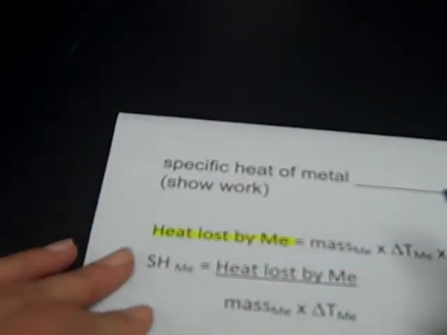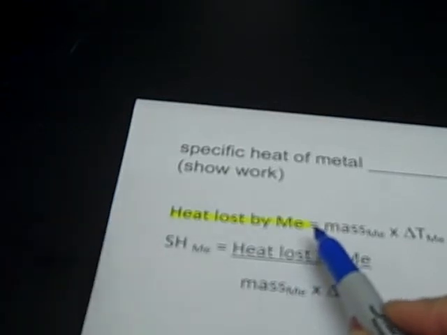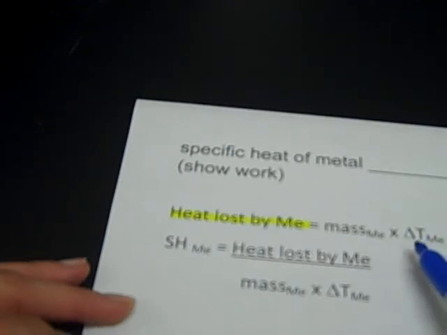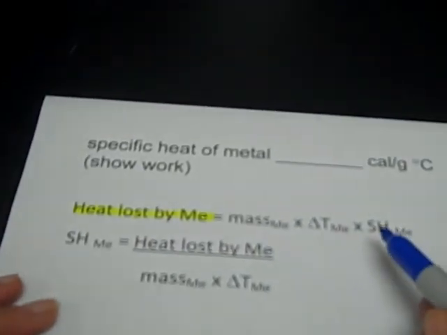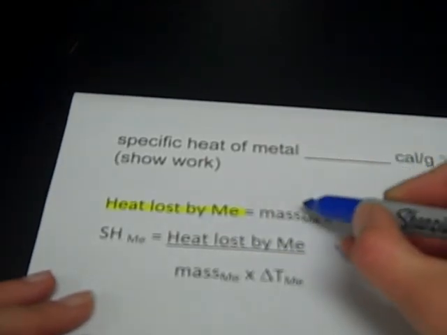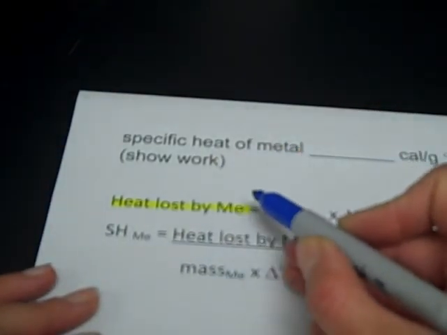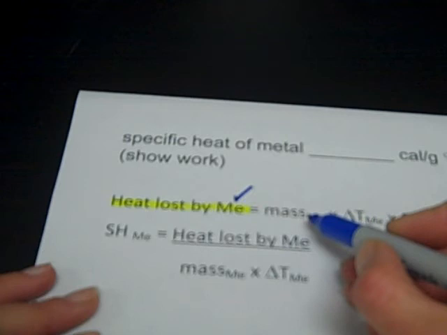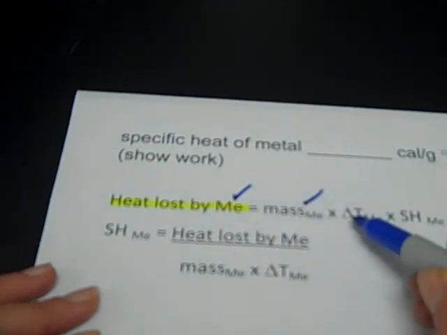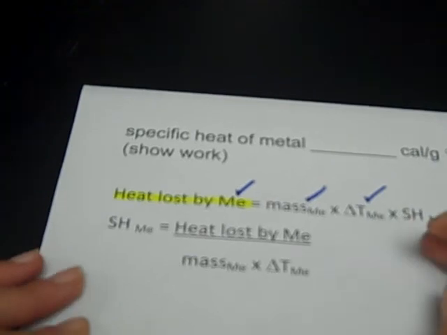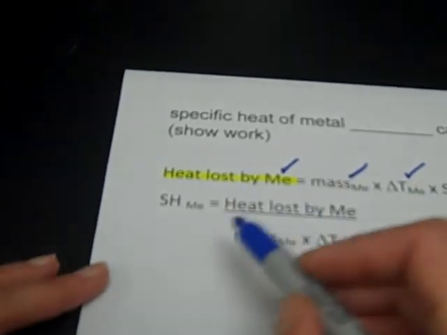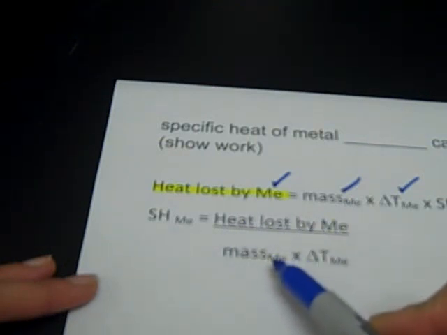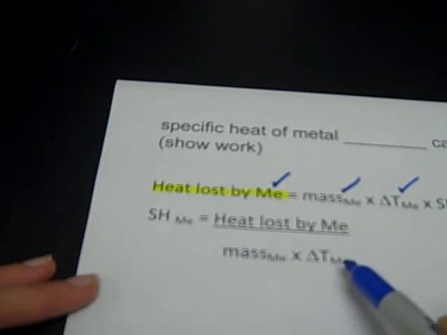Okay, specific heat of the metal. We know that the heat lost by the metal is equal to the mass of the metal times the temperature change of the metal times the specific heat of the metal. We know the heat lost by the metal because it is the same as the heat gained by the water. We know the mass of the metal, we measured it. We know the temperature change of the metal. So we can rearrange this and find the specific heat. Specific heat of the metal would be equal to the heat lost by the metal divided by the mass of the metal and divided by the temperature change of the metal.